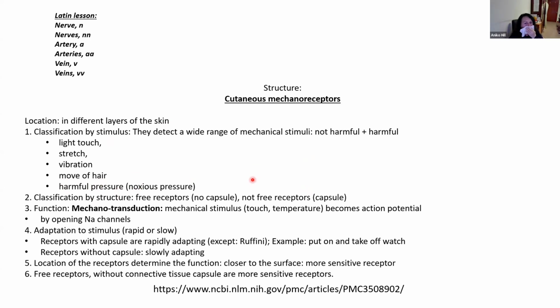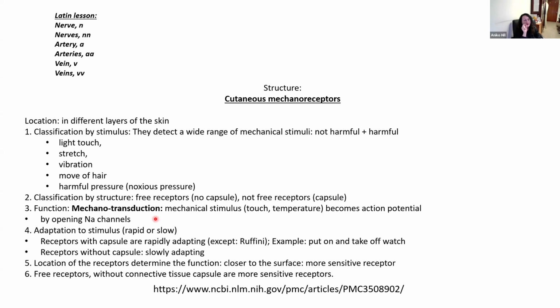Classification of the receptors by structures. We have two groups that we're going to analyze. There are 3 receptors that have no connective tissue capsule. Then you have 3 receptors that have a connective tissue capsule around them. And we're going to analyze it just in a second. What I would like you to remember is what these teeny tiny little organs can do.